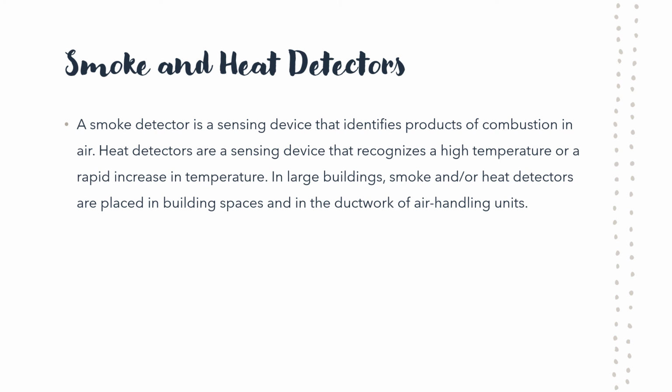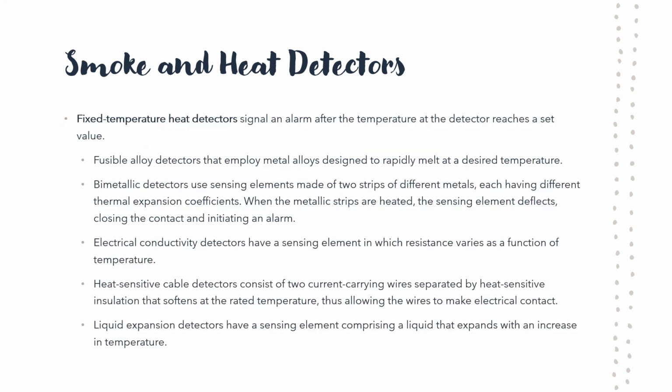Heat detectors are sensing devices that recognize a high temperature or a rapid increase in temperature. In large buildings, smoke and heat detectors are placed in building spaces and in the ductwork of air handling units. One such type of smoke and heat detector is the fixed temperature heat detector that signals an alarm after the temperature at the detector reaches a set value.